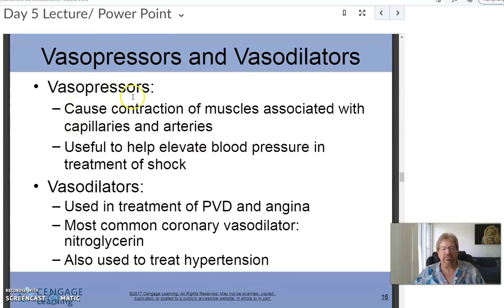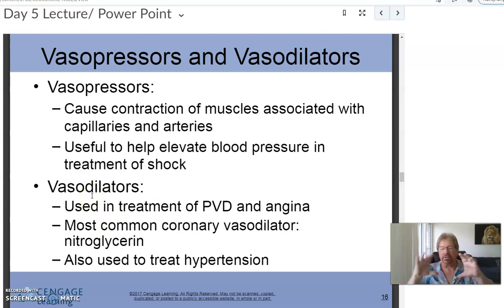Okay, vasopressors and vasodilators. Vasopressors have to do with blood pressure. Think of pressor, blood pressure. They cause contraction of muscles associated with capillaries and arteries. Why? Because capillaries and arteries have muscles, veins don't, or if they do, it's not much. Useful to help elevate blood pressure in treatments of shock. So even though there's a lot of hypertension problems with high blood pressure, there are times that the blood pressure drops too low, a patient going into shock is an example of that.